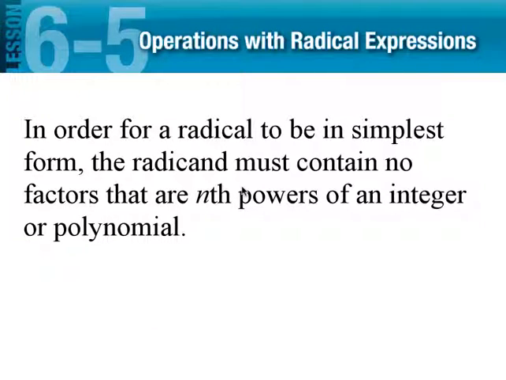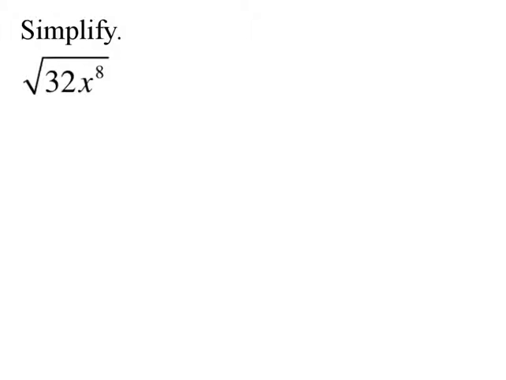Mathematical expressions. What we're going to do with this lesson is break it down over a couple of days. First of all, in order for a radical to be in simplest form, the radicand must contain no factors that are nth powers of an integer or polynomial. That's probably not going to make a lot of sense right now, but it might when we go through a few examples. So let's start with this one.